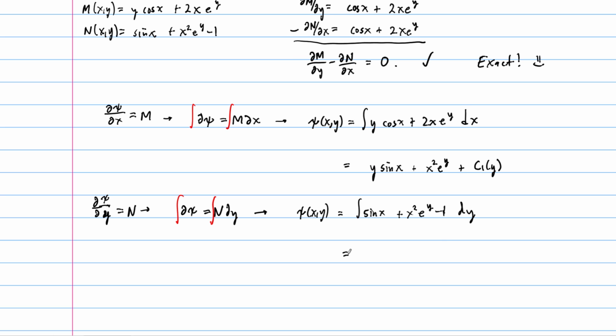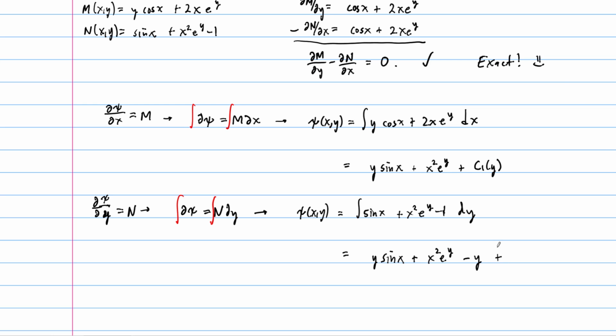And so we go through kind of the same steps, but with respect to y now. So the integral of sine of x with respect to y. Well, that's a constant, so the antiderivative is y times sine of x, plus the antiderivative of x squared e to the y. X squared is constant because it's x, right? E to the y is its own antiderivative, so this is x squared e to the y. And then the antiderivative of 1 is y.